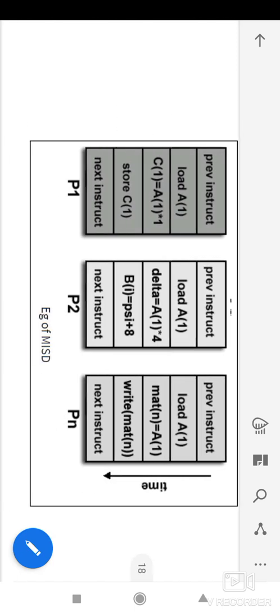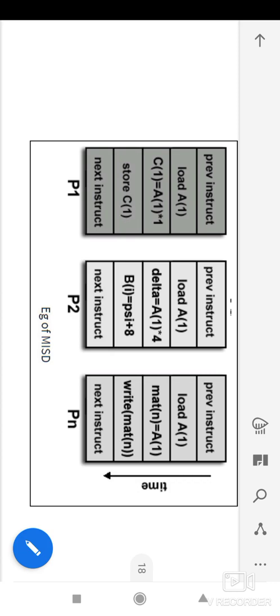So here we have an example. The first instruction is the load. It is load A1, the same data is loaded. But see the next instruction. First is C1 equal to A1 into 1. But then in the second case, delta equal to A1 into 4, MAT of n is equal to A1. Different instructions are executed in the second case, but on the same data A1.